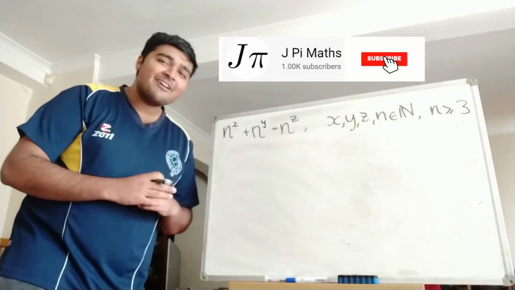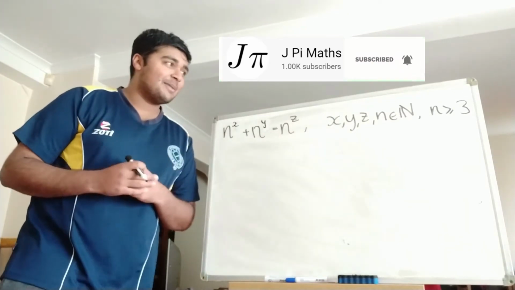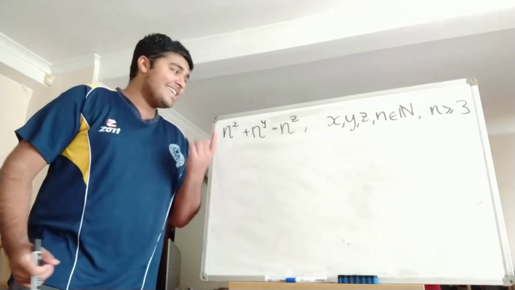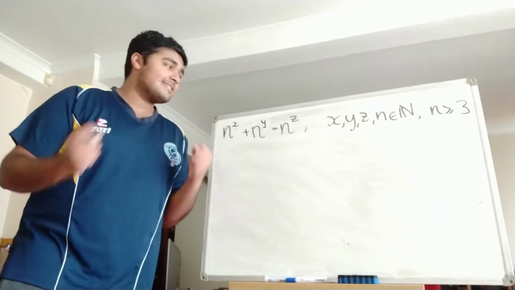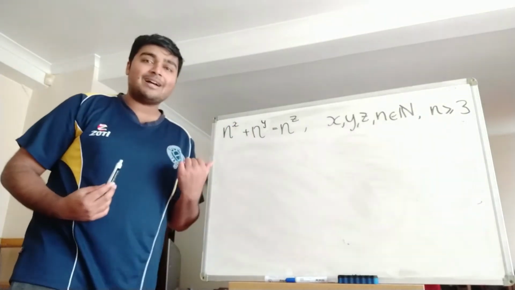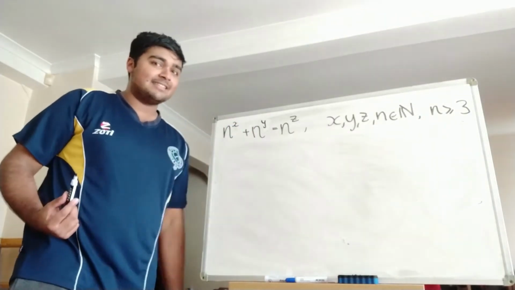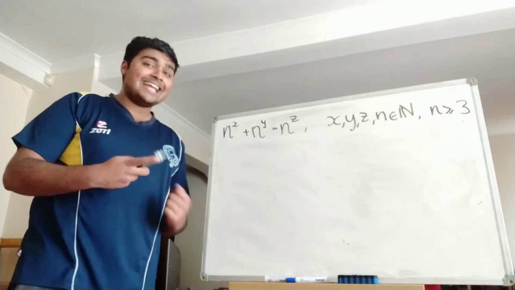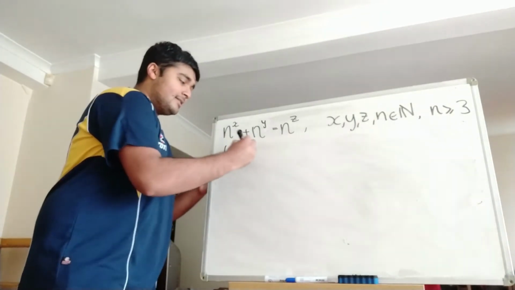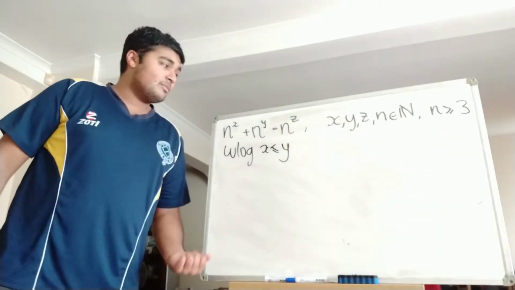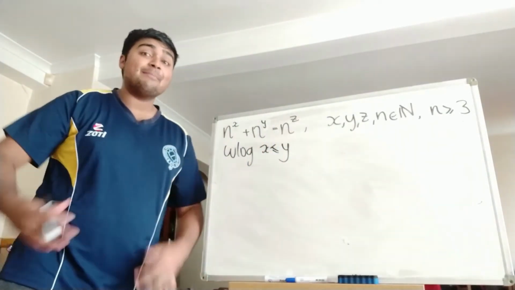Unlike Fermat's last theorem, we can actually solve this problem in just a few lines. The first thing we notice about this equation is that x and y are symmetric, in the sense that I can swap them and that doesn't change the equation, because if I swap x and y here, I still have on the left hand side n to the x plus n to the y, just rearranged. So I can assume without loss of generality that x is less than or equal to y.